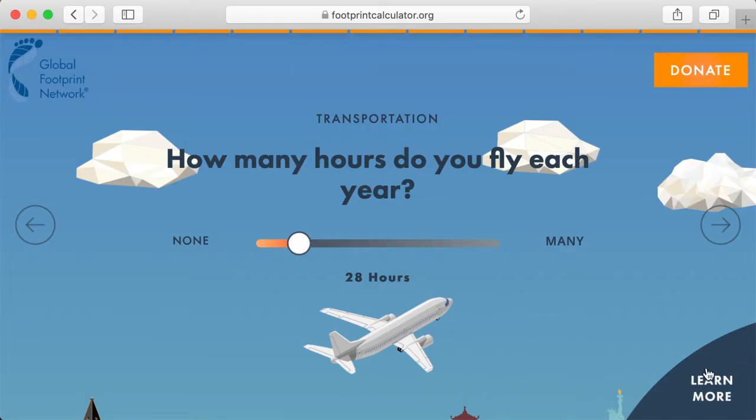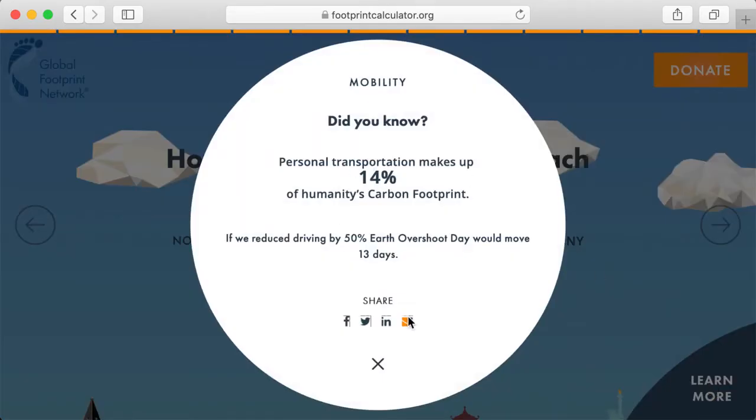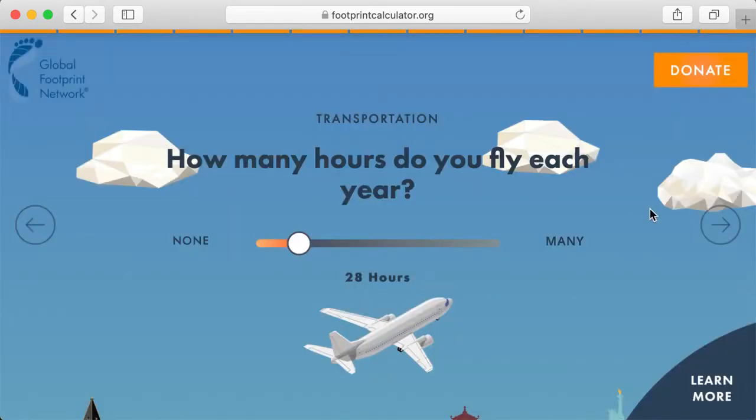If you have the opportunity, you can hit learn more here, and this will bring pop-ups to give you more information about it.